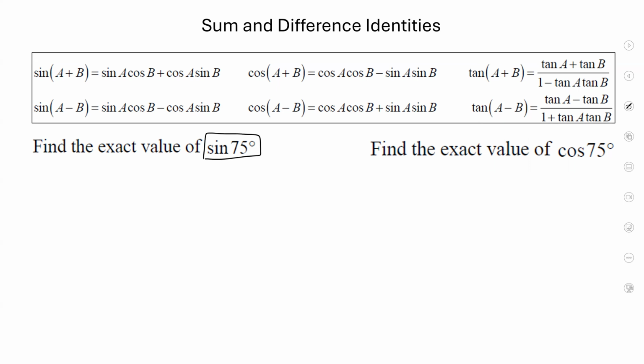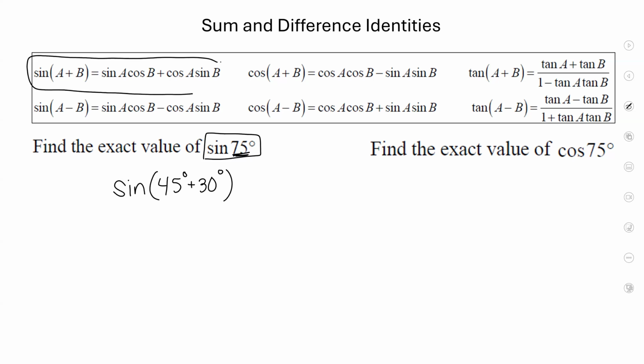Okay? So what I can do is I can write sine of 75 as 45 degrees plus 30 degrees. And when I rewrite 75 as 45 plus 30, I can use this identity up here. So this identity says it wants sine of A. So I'm going to label this one A and this one B.